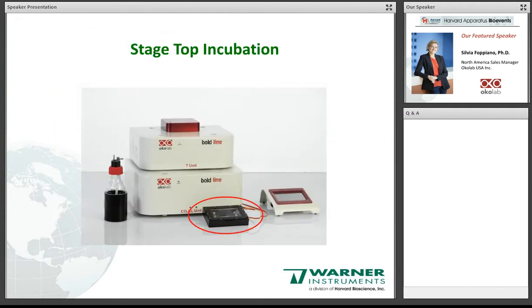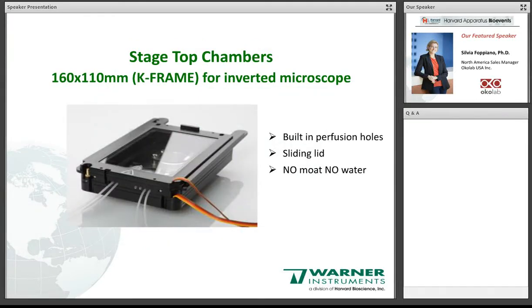The next component of the stagetop system is the chamber. And I'm using a stage top chamber for K-frame as an example, but I want you to remember that we manufacture chambers for all stage brands and models, including upright. Now, a typical K-frame has a size of 160 by 110. This is for an inverted microscope. As I mentioned, there are built-in perfusion holes. This model has a sliding lid. And as I mentioned earlier, there is no moat and no water on your chamber.